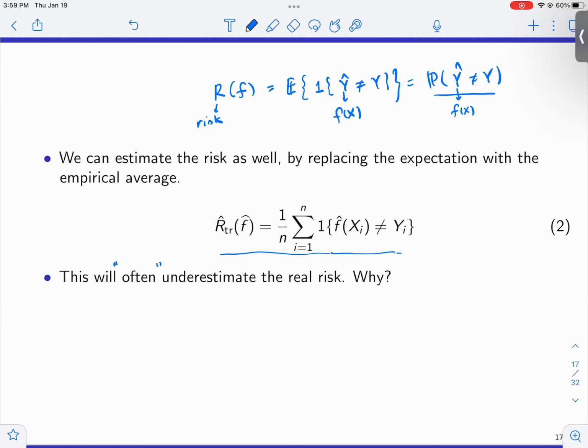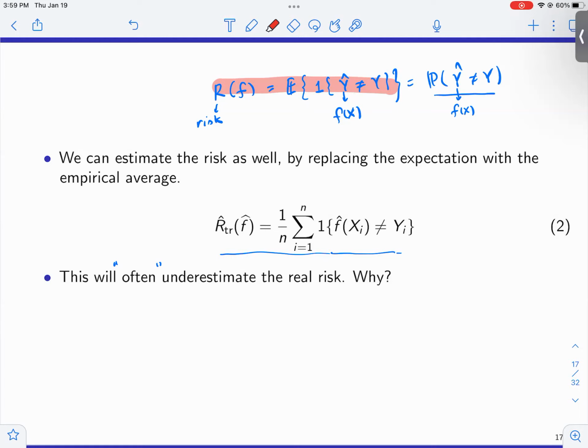If this is predicting, because in the end I want this to go to 0. A classifier that achieves zero risk is good, like zero misclassification error. That's what I want. I want to find an f such that this is zero.